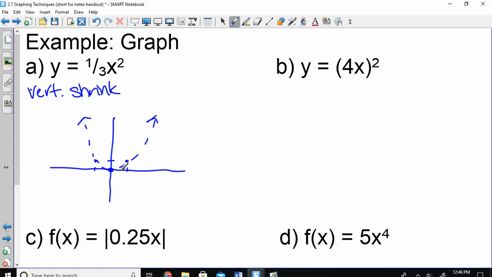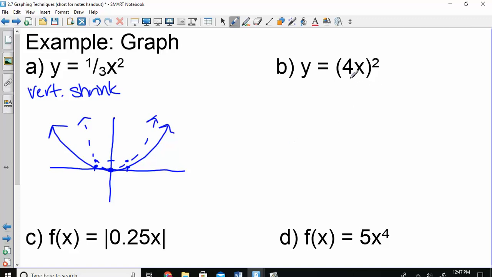So this is a y value of 0. 0 times 1/3 is still 0. A y value of 1, 1 times 1/3 is 1/3. So it's a vertical shrink. What it did is it took it and it pushed it down. So it kept the same shape, it just got shorter and fatter. Is that one okay?